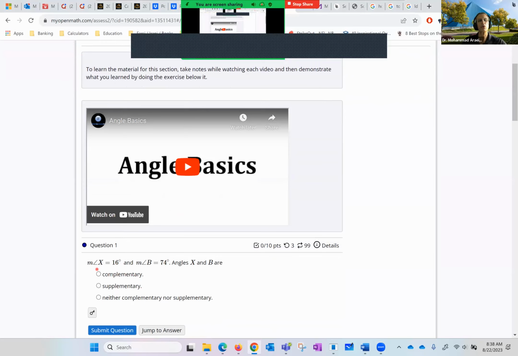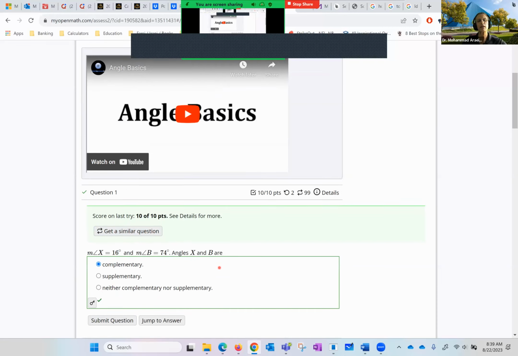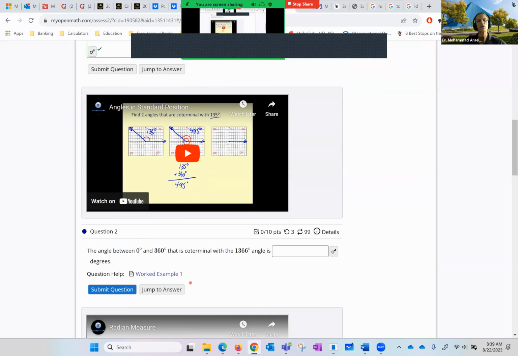Okay. And so it says, what is the relationship here? One angle is 16 degrees, and one of them is 74. And I hope you remember from algebra, when they add up to 90 degrees, we call them complementary. When they add up to 180 degrees, we call them supplementary. So again, the same thing. If I submit the question, a check mark means I'm right. If I'm wrong, I just get a similar question. And then I go to the next one. There's another video I watch and then I answer.